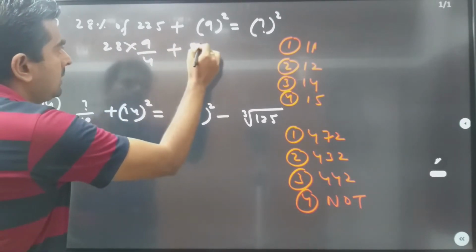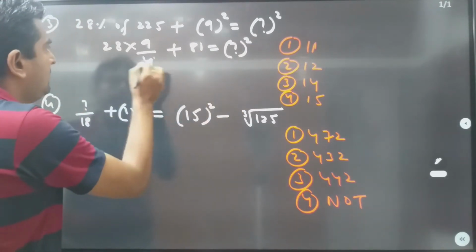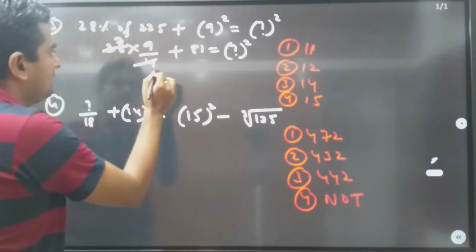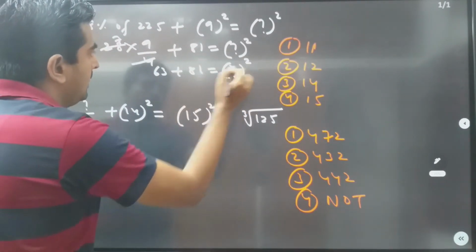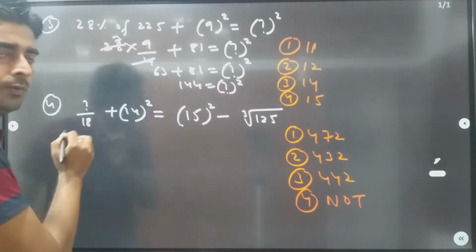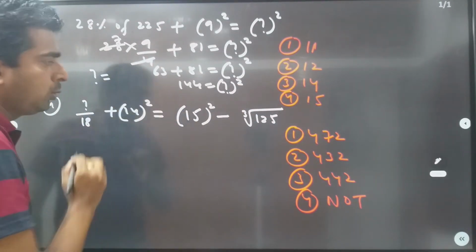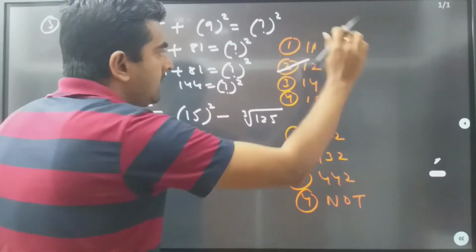Plus 9 square is 81 is equal to question mark square, right? This is nothing but 7 times 9, 63, plus 81 is equal to question mark square. This is how much? 144 is equal to question mark square. What is the value of question mark? Square root of 144, which is 12. My answer is nothing but the second option.